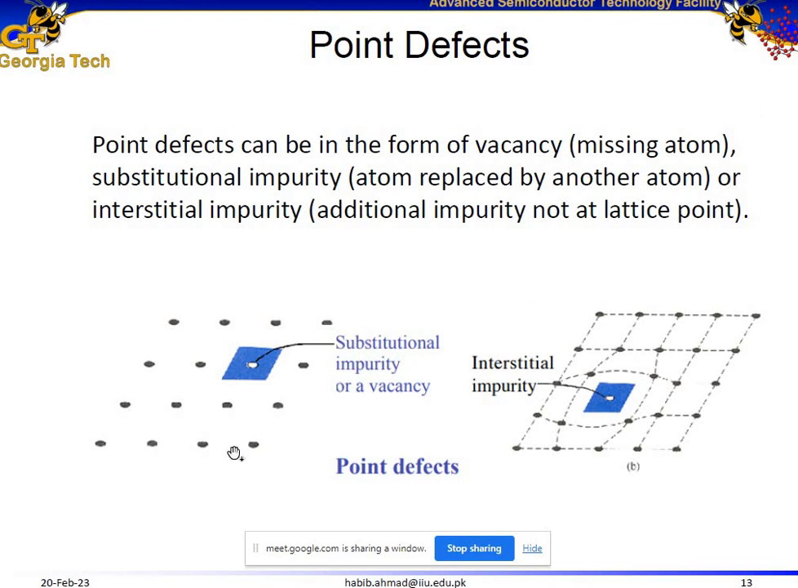So over here, for example, we have periodic arrangement of atoms.